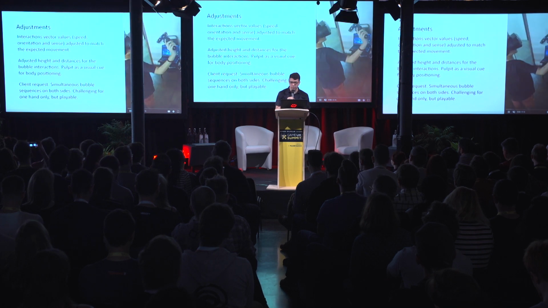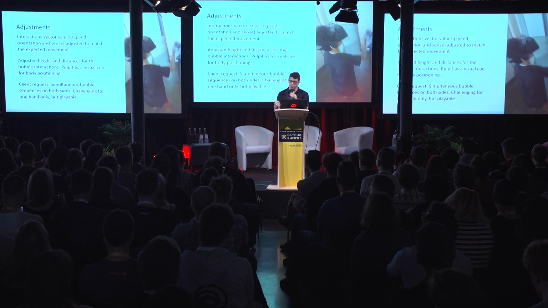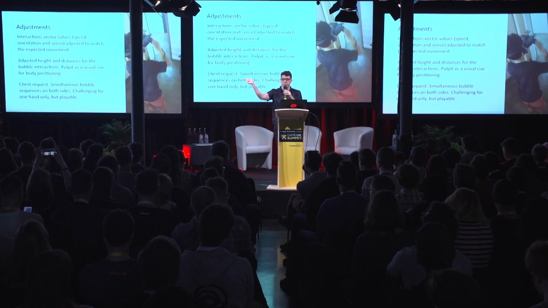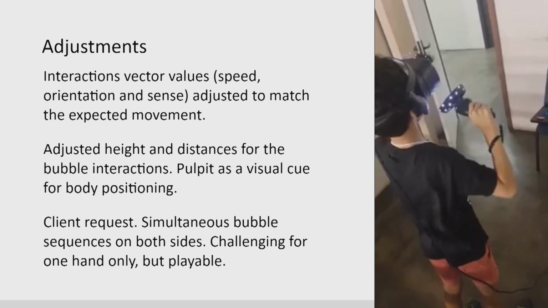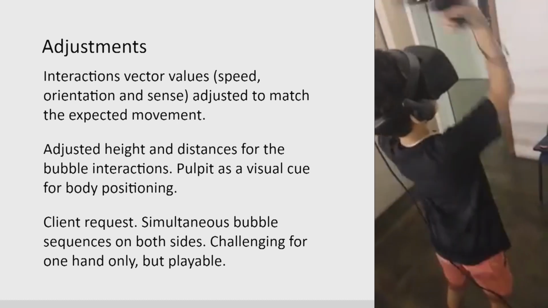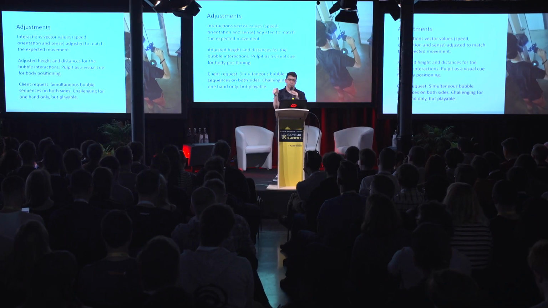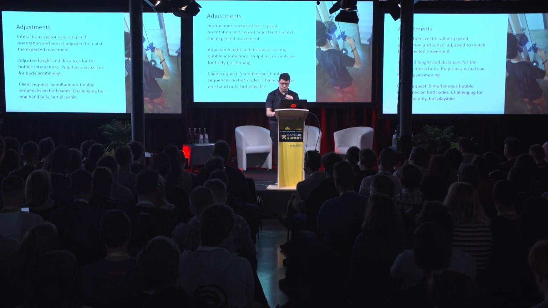We made adjustments to the interaction vector and speed to match what we expected as interaction when you were popping up. This kid was very excited playing the game. And I have another video, but yes, he was very happy doing that. We adjusted the height and distance for the bubble interaction. Like I said, the pupil was a visual cue for body position, and the adjusted height and distance helped when people needed to make flowing movements.